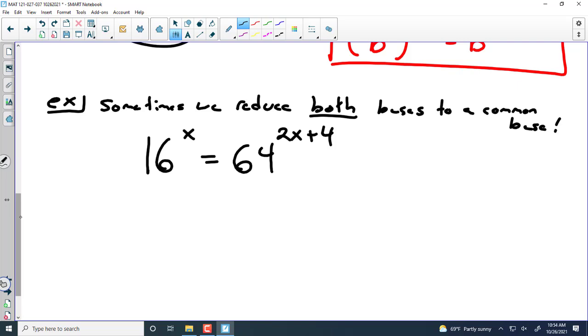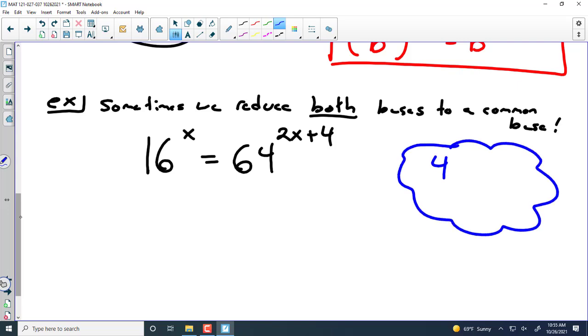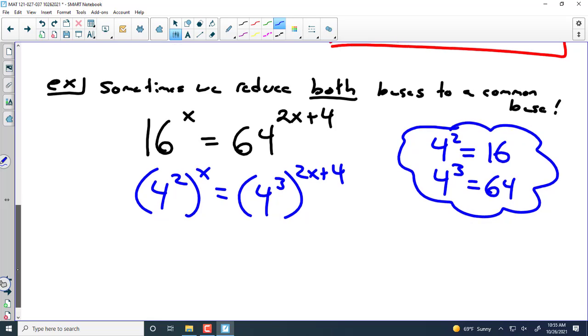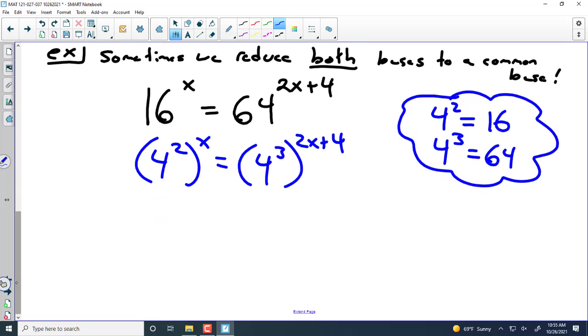Now, can anyone think of a good base to reduce both these down to? 4 would work. Was there another one that would also work? We could do 2 or 4. Either one would work. The secret is you need to know how to rewrite 16 as 4 to a power and how to write 64 as 4 to a power. So over here we do a little thinking. What power would you put on 4 to get 16? You'd square it. And what power would you put on 4 to get 64? You'd cube it. So we got 4 squared to the x, 4 cubed to the 2x plus 4. And the biggest mistake I see on these problems looks like this.